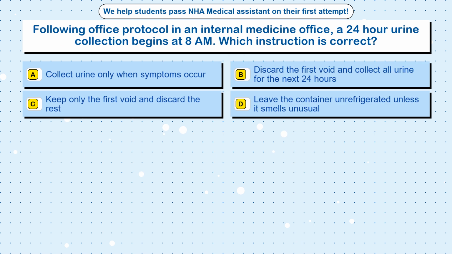Question 14. Following office protocol in an internal medicine office, a 24-hour urine collection begins at 8 a.m. Which instruction is correct? Option A, collect urine only when symptoms occur. Option B, discard the first void and collect all urine for the next 24 hours. Option C, keep only the first void and discard the rest. Option D, leave the container unrefrigerated unless it smells unusual.